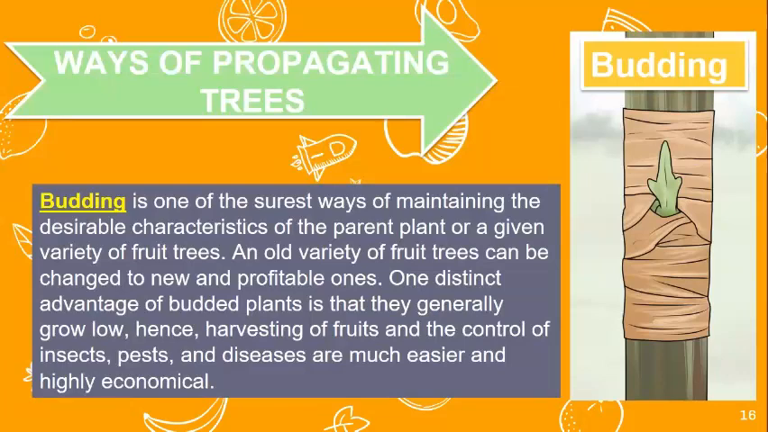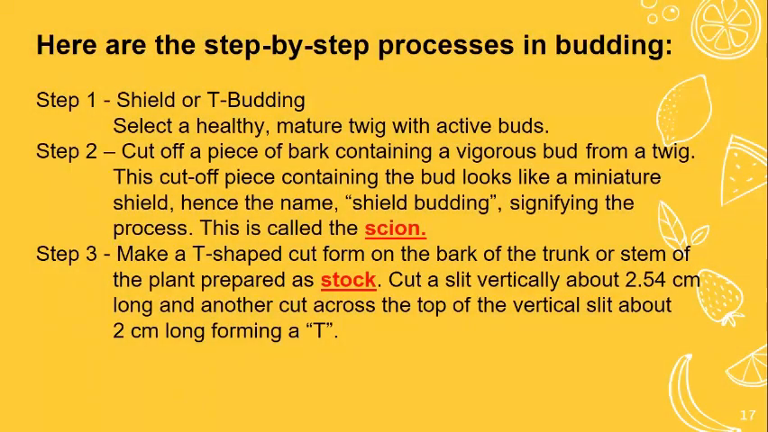One distinct advantage of bud plants is that they generally grow low, hence, harvesting of fruits and the control of insects, pests, and diseases are much easier and highly economical. So here are the step-by-step processes in budding. Step 1. Shield or T budding. Select a healthy, mature twig with active buds.